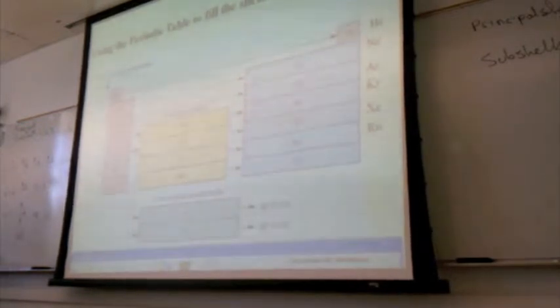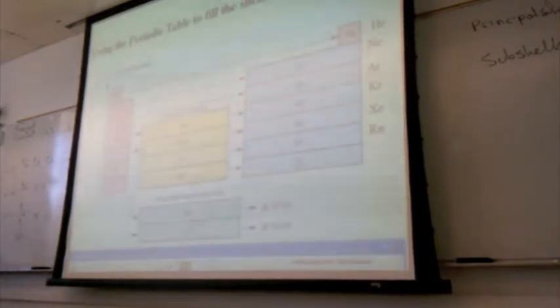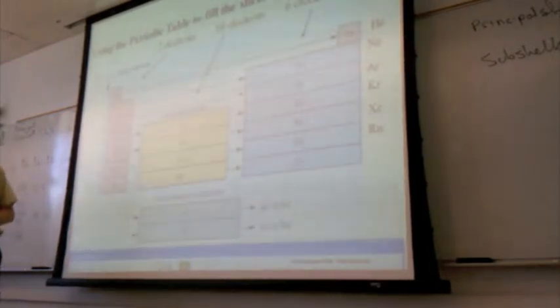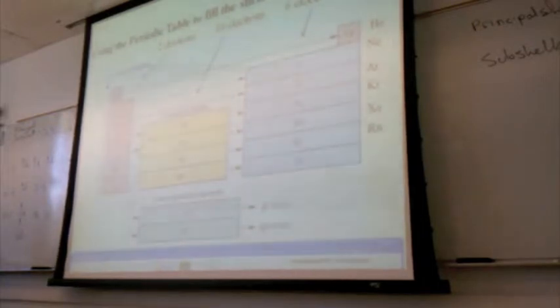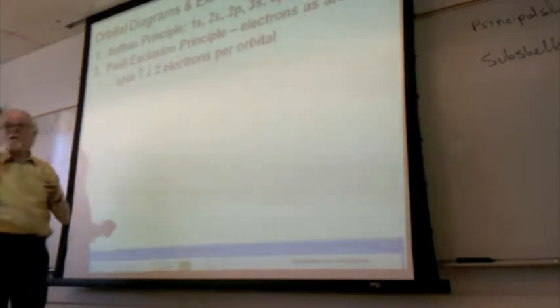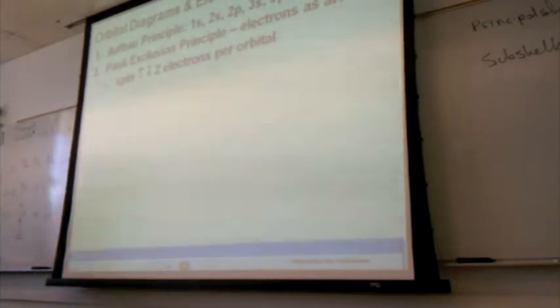This is a very handy guide for doing it. Very handy guide. 2 electrons, 6 electrons, 10 electrons. S, P, and D. Where the F is 14. It's called the Aufbau principle, starting from 1s and working your way up.